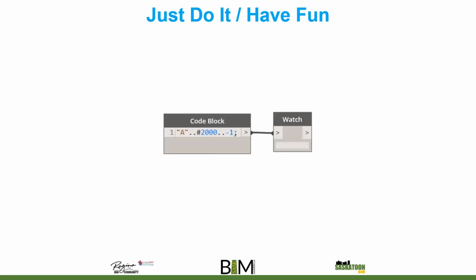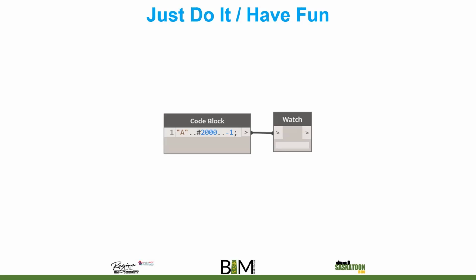Another thing that we have here is that little bit of fun. So what we have here is a code block with a simple range built into it. And so a range essentially means that we type in 3 things. So the A in quotations is where we want to start the range. The pound sign, or in this case, number sign, 2000 means how many steps there's going to be in that range.